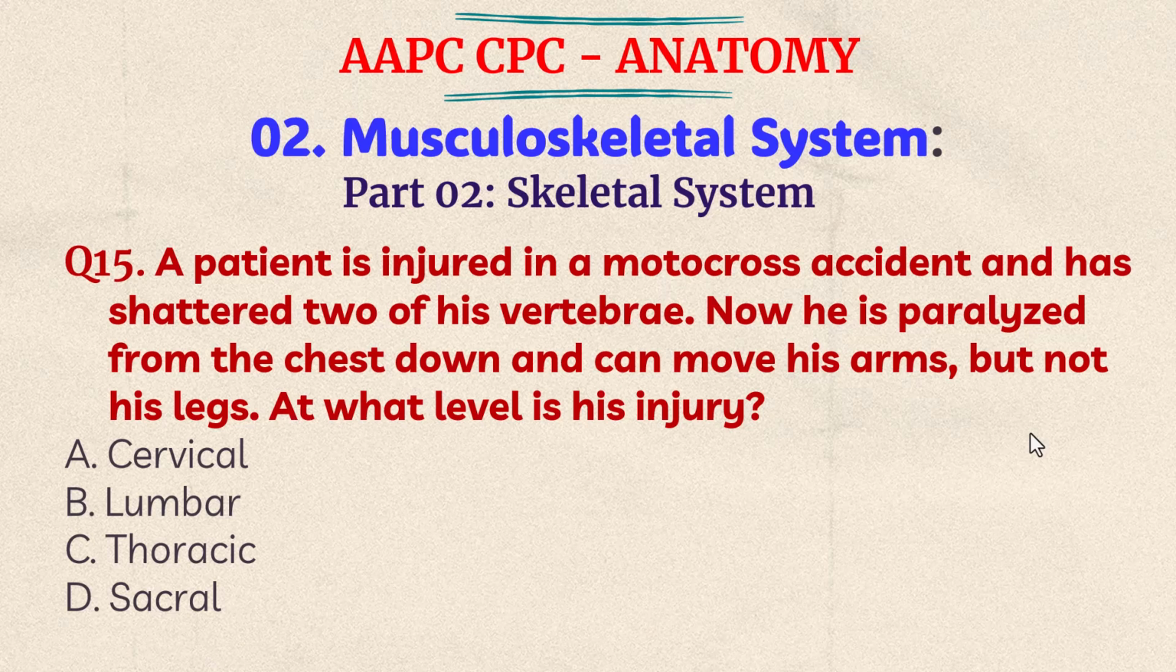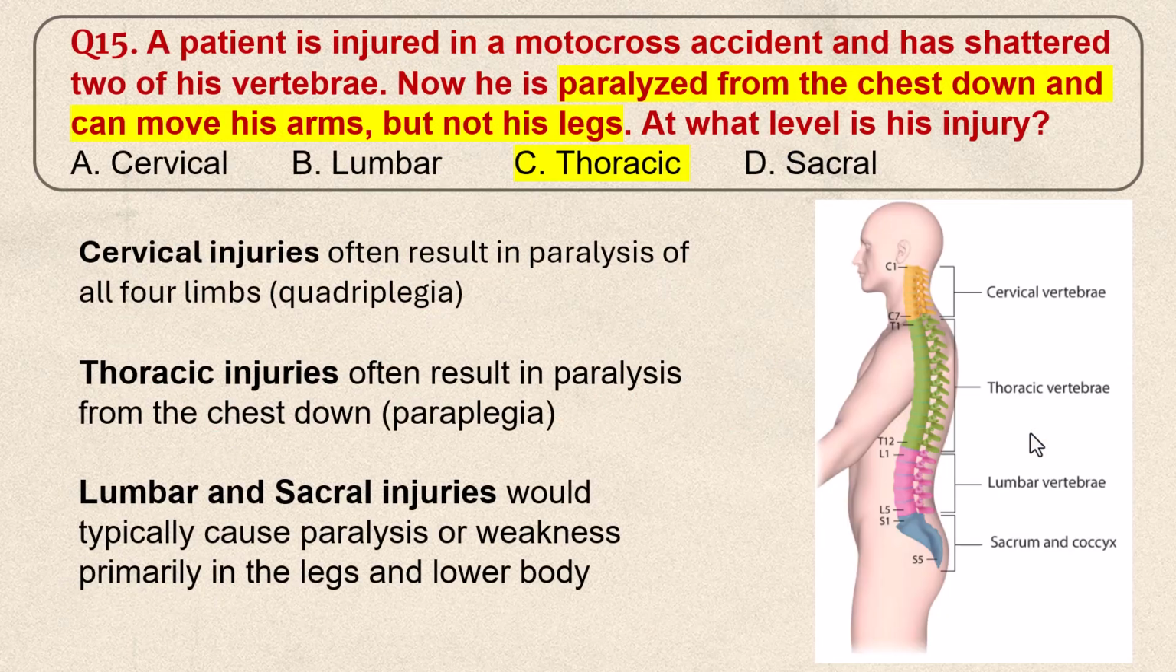Question number 15. A patient is injured in a motocross accident and has shattered 2 of his vertebrae. Now he is paralyzed from the chest down and can move his arms but not his legs. At what level is his injury? A. Cervical. B. Lumbar. C. Thoracic. D. Sacral. So please pause the video and think of the answer. In this case, you have to note that he is paralyzed from the chest down and can move his arms but not his legs. So the correct answer is C.